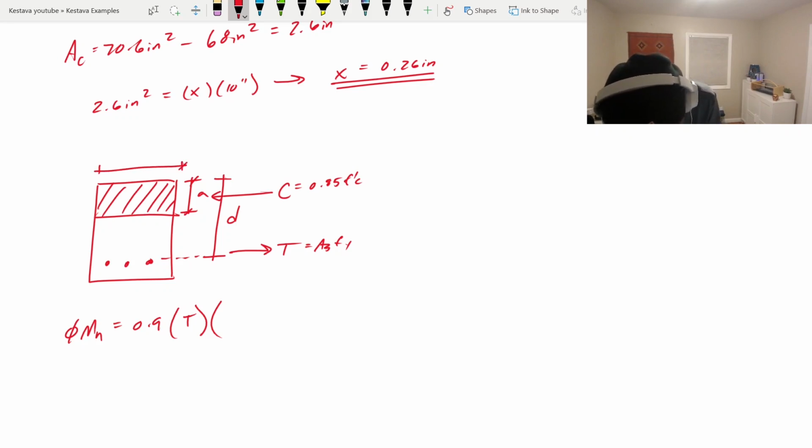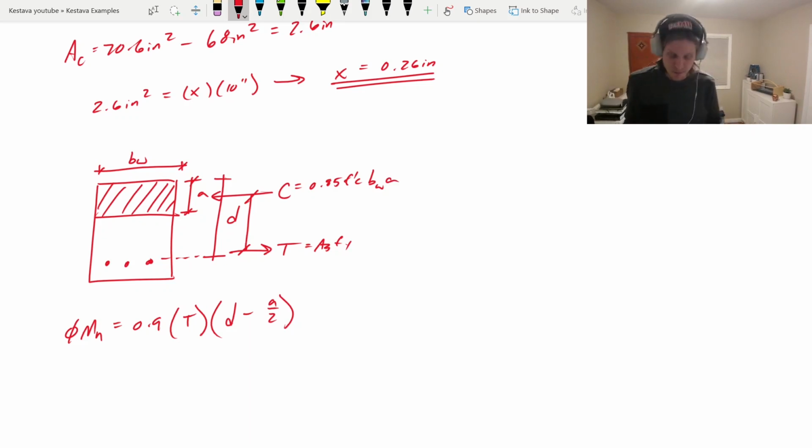This is base width. You would just do 0.9 T times D minus A over 2, because that is your internal moment arm between these, and that would get you your moment. But this time, I'm drawing it in green here, we do not have a perfect square or rectangle. It's not that easy this time.